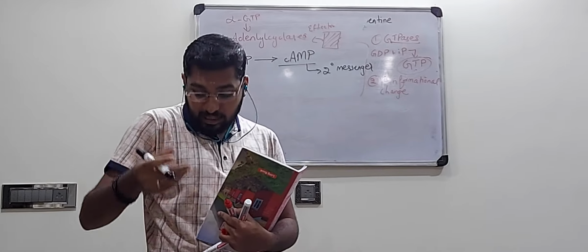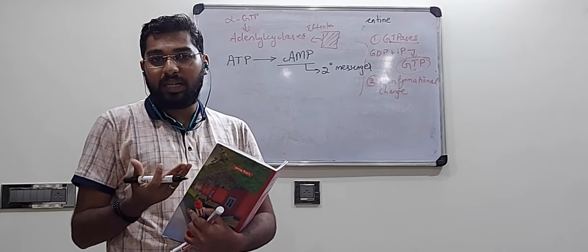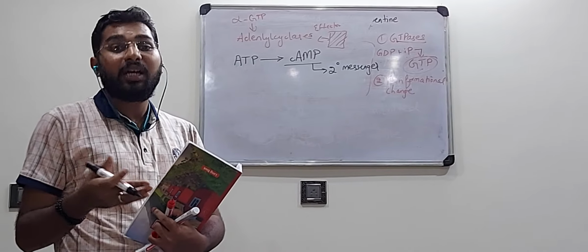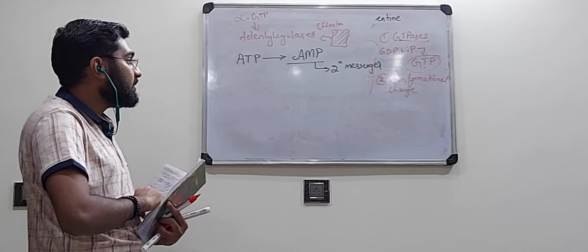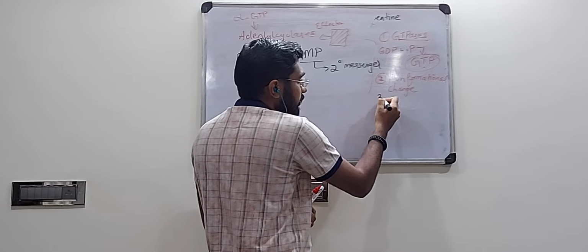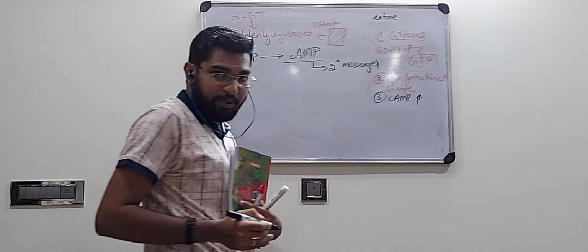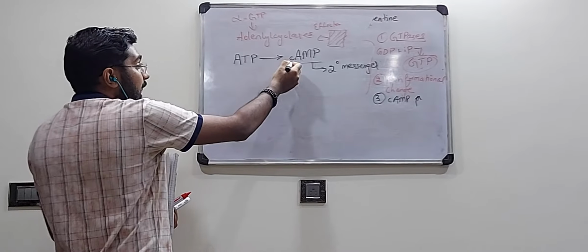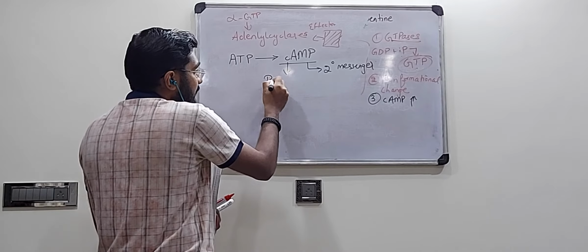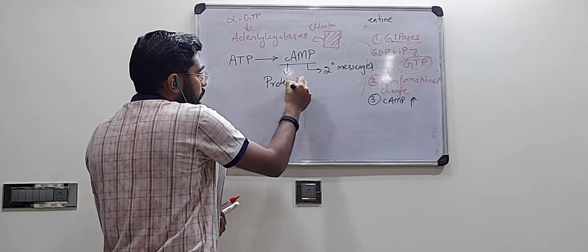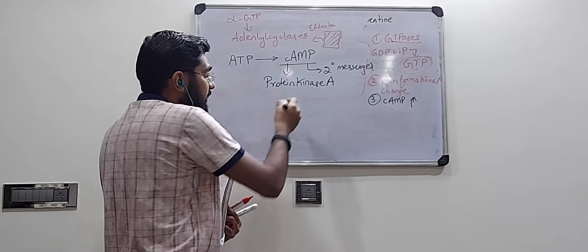So when the ligand binds, when the growth hormone or the growth factor binds, more cAMP is formed, more cAMP is produced. That is the third step. Now this cAMP goes and binds to protein kinase A. PKA, it is called protein kinase A. It is an enzyme.